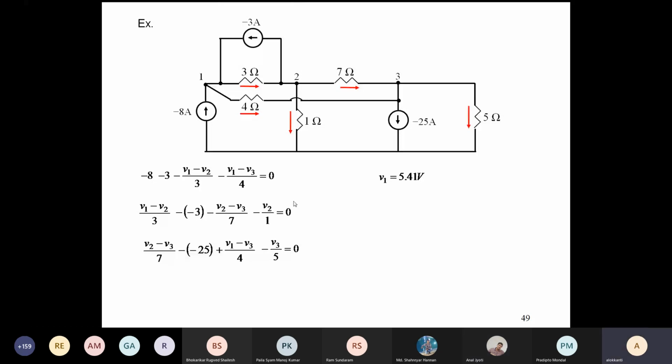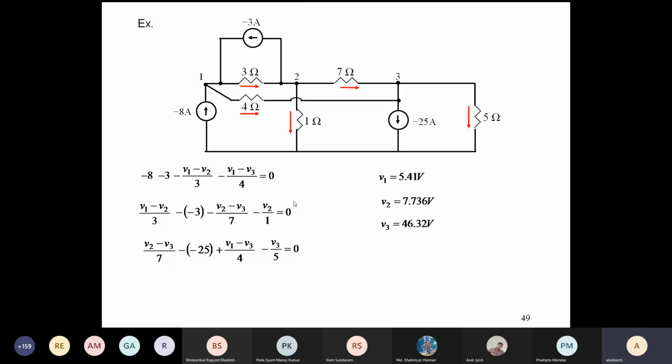So V2 is 7.736. Anybody got this? Yes, sir. And V3? Sir, 46.315. Yeah, so that is how you have to do it. So writing the correct equation is essential.